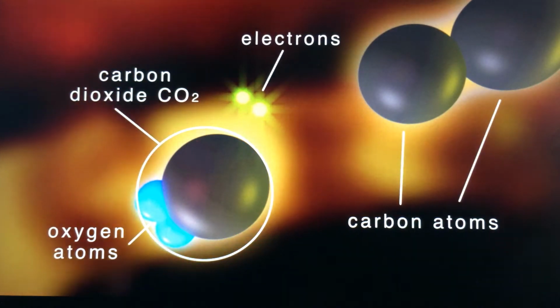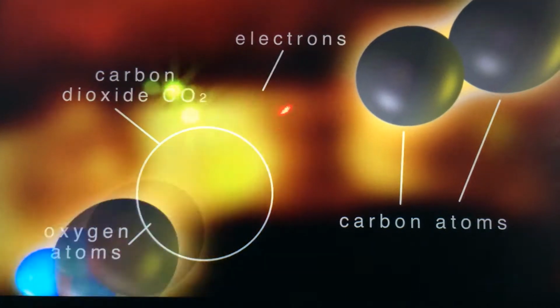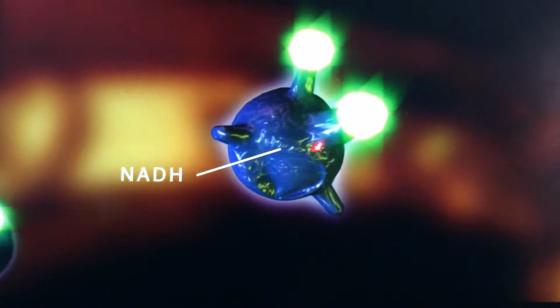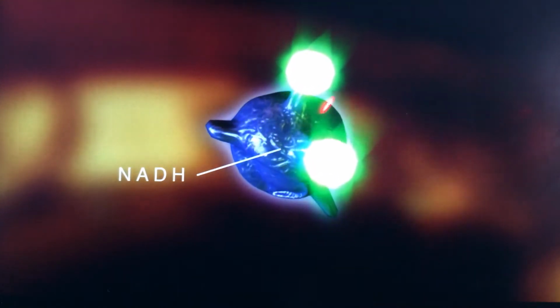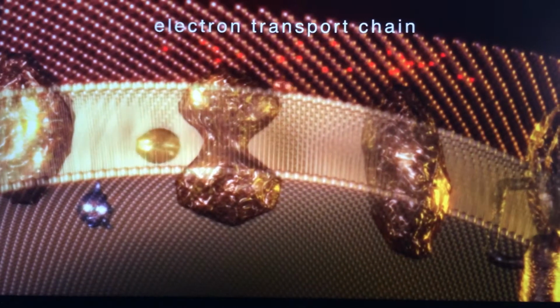Through this series of biochemical reactions, electrons are produced. These electrons are then carried or received by electron carriers such as nicotinamide adenine dinucleotide, which is NADH. So you can see over here a pair of electrons. Then the NADH will bring the electrons to the electron transport chain.